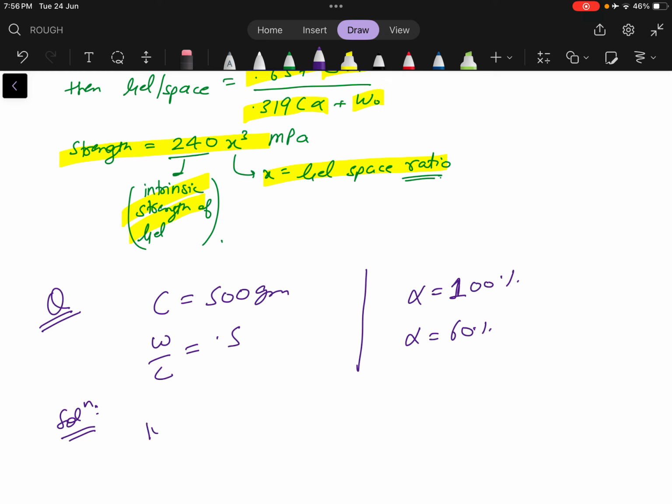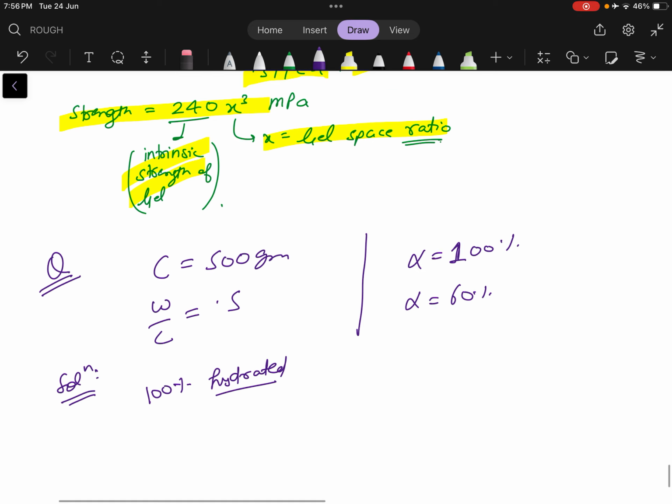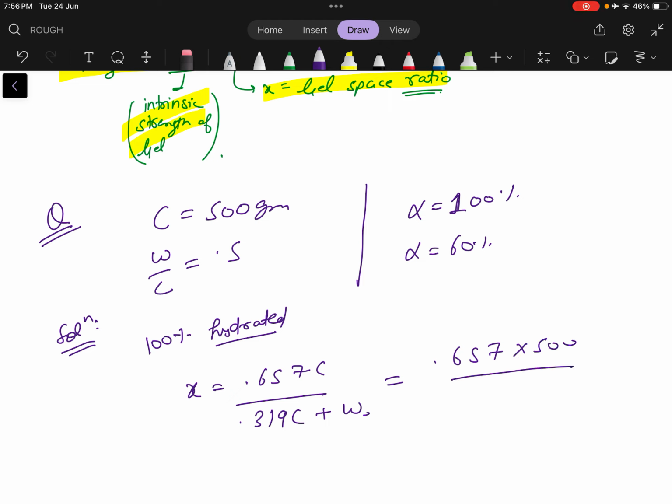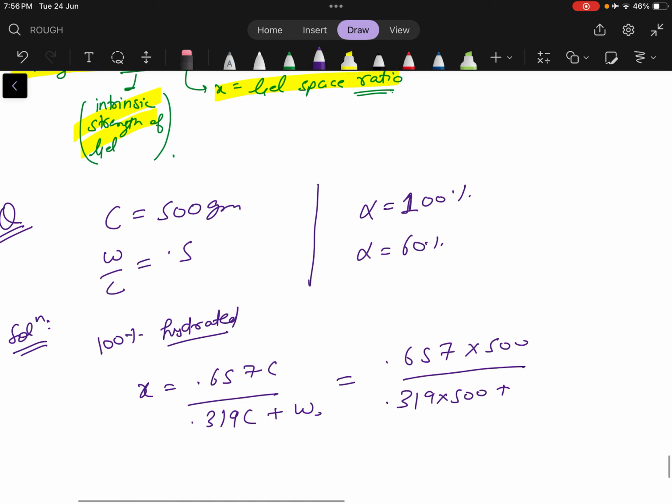So you see, case 1, when it is 100% hydrated, gel space ratio is 0.657 C upon 0.319 C plus W naught. So 0.657 into 500 gram, 0.319 into 500 gram, and how much ml of water?